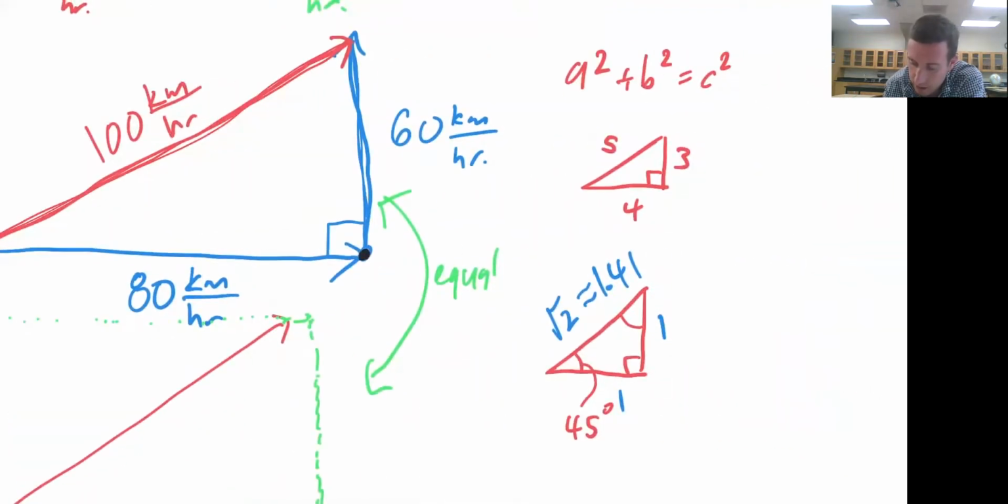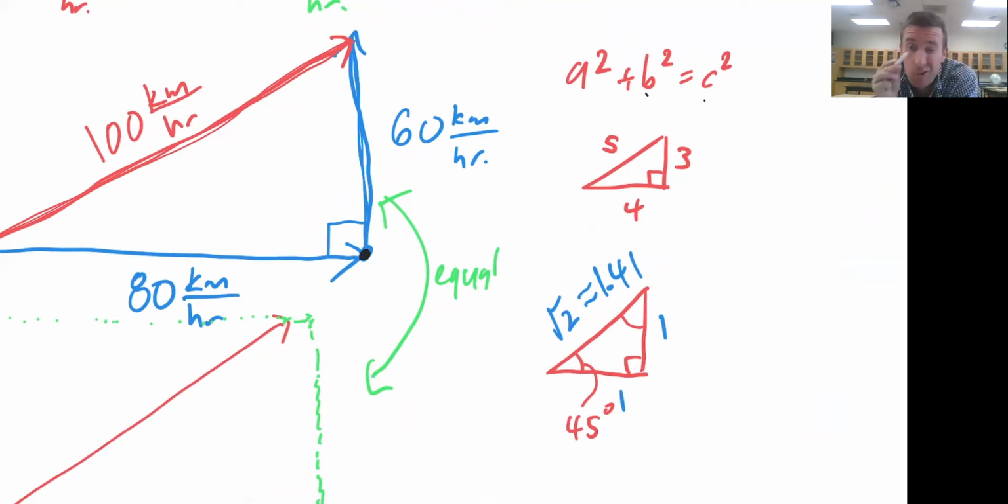Now I have a triangle, and in order to find the lengths of a triangle, I could do a squared plus b squared equals c squared. That might look familiar to you as the Pythagorean theorem. And I could put in 60 squared plus 80 squared equals c squared, and c ends up being 100 km/h.